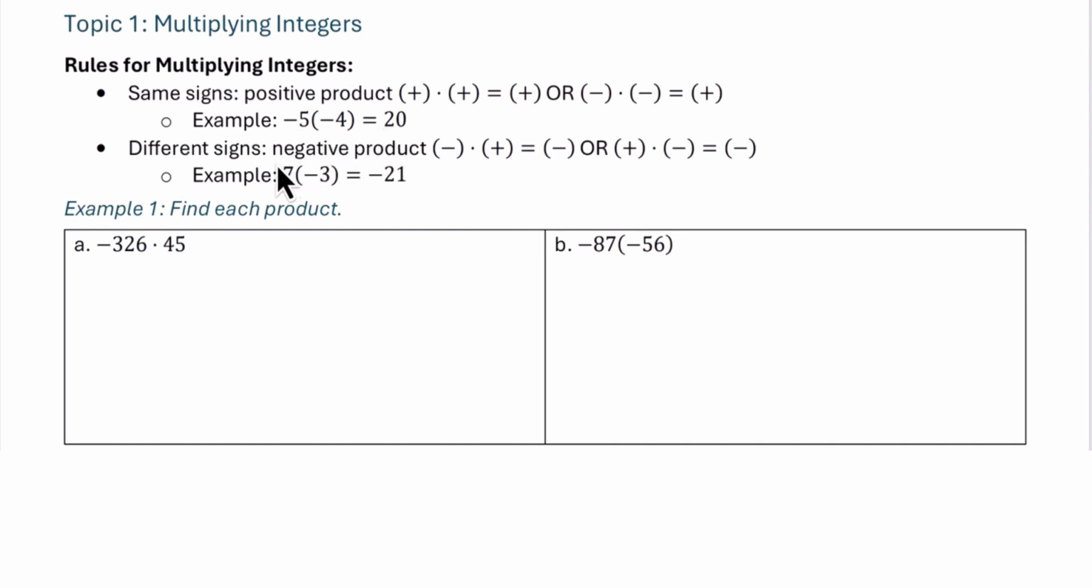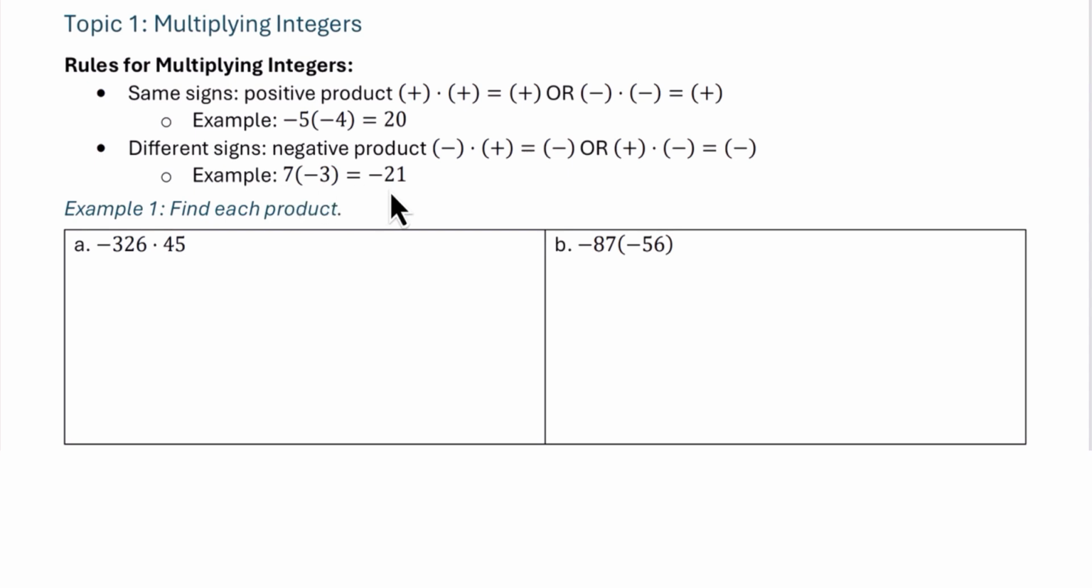If they have different signs, for example, negative times a positive is a negative, or positive times a negative is negative. For example, 7 times negative 3 is negative 21.